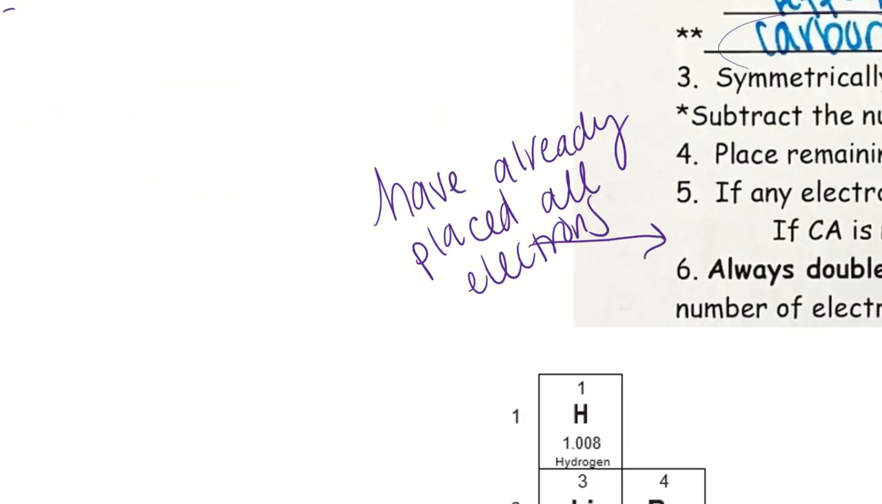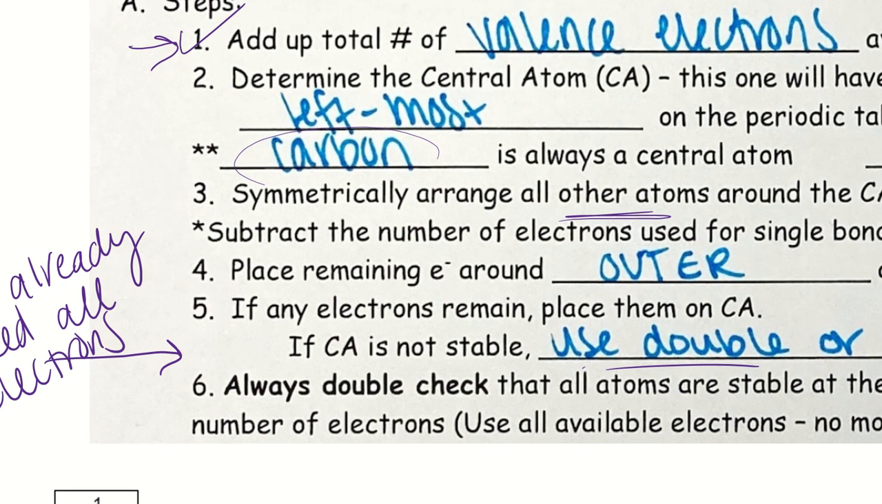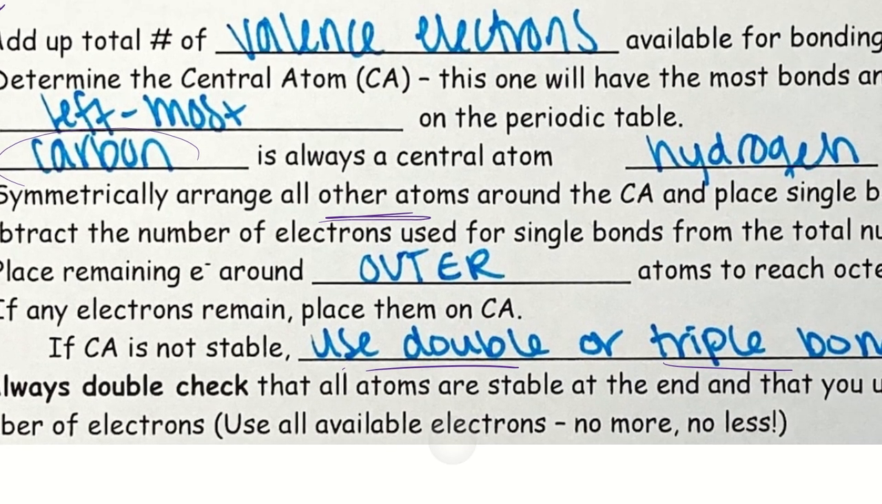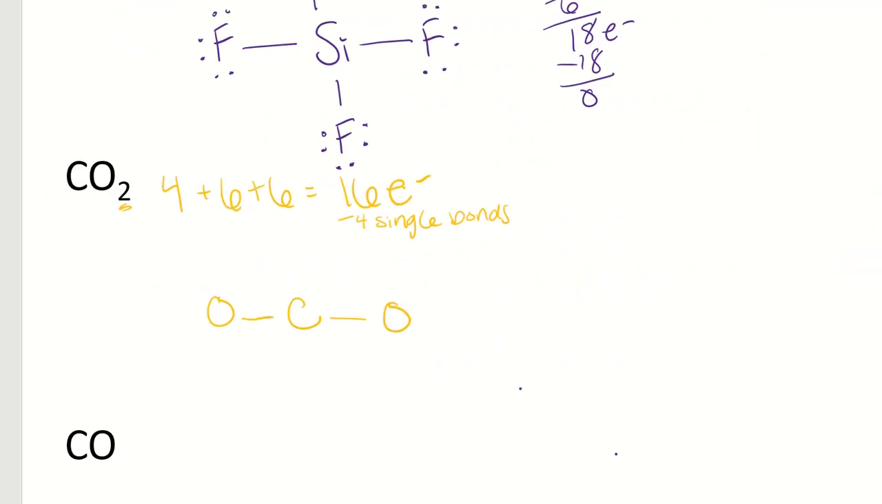And then my next step, if you get confused, you should have this to reference, like on your notes, it's right above it, so it's super simple. Symmetrically arrange it, done. Subtract the number, done. Place remaining electrons around the outer atoms to reach the octet. So I'm going to take my 12 electrons that I have left over and put them on my outer atoms.